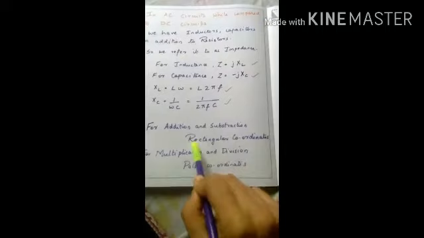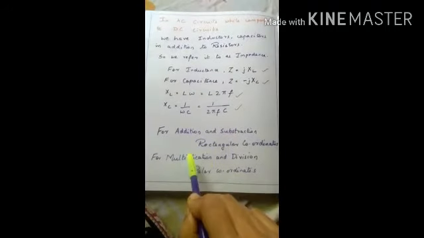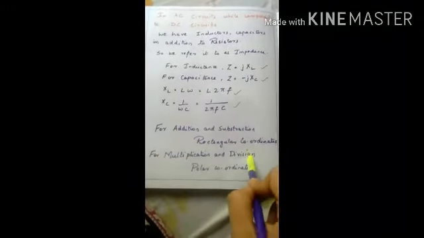Okay, so in order to perform these mathematical calculations, that is for addition and subtraction, all your numbers should be in rectangular coordinates, while when it has to do with multiplication and division, all your numbers should be in polar coordinates. Okay, remember this.